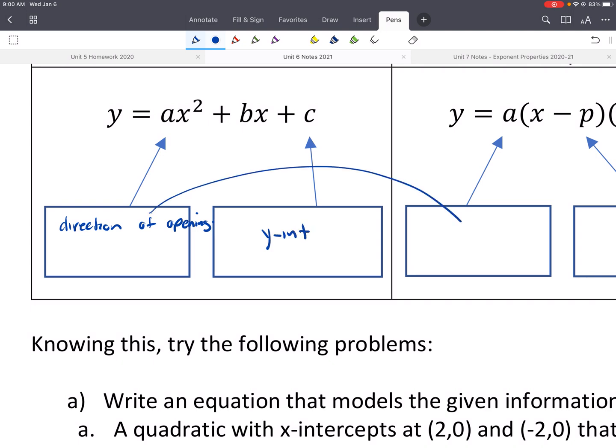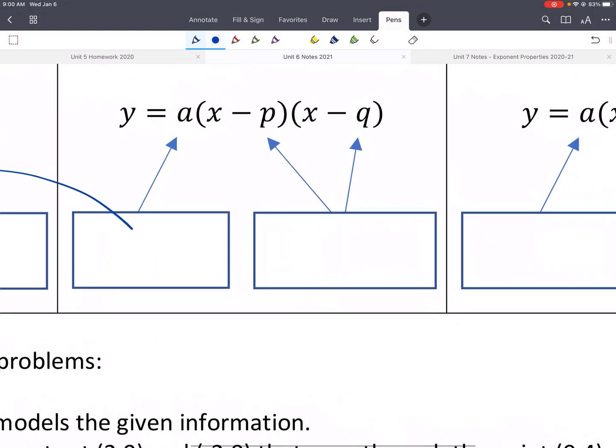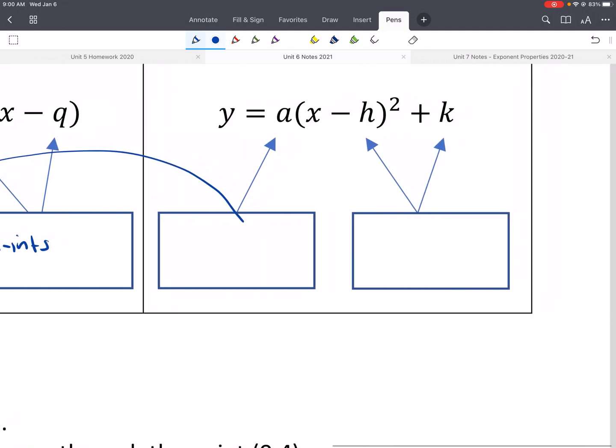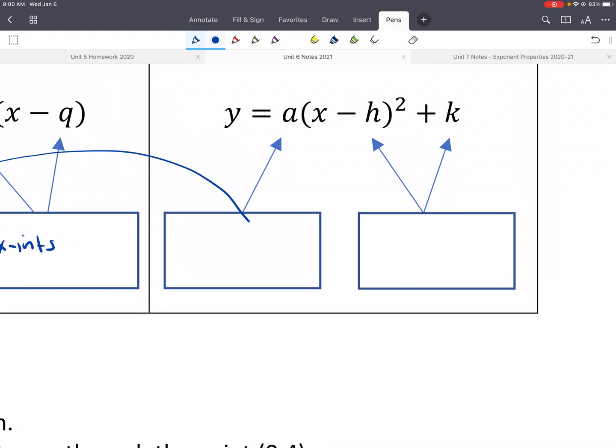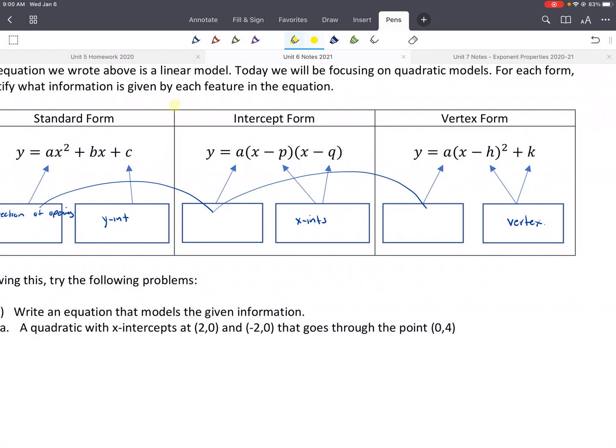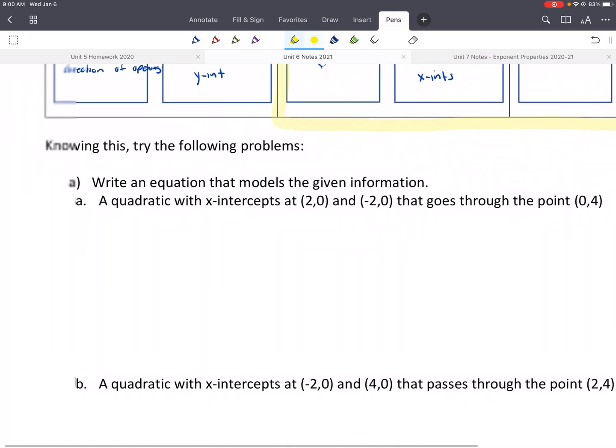Okay, this is the same for intercept form: A gives us the direction of opening, whether it's opening up or down. And then P and Q give you your x-intercepts. And then for vertex form, again, A gives you your direction of opening and your growth pattern. And then H and K give you your vertex. Okay. All right, the ones that we are going to use are these two. So let's get into a problem and see how this all lays out.